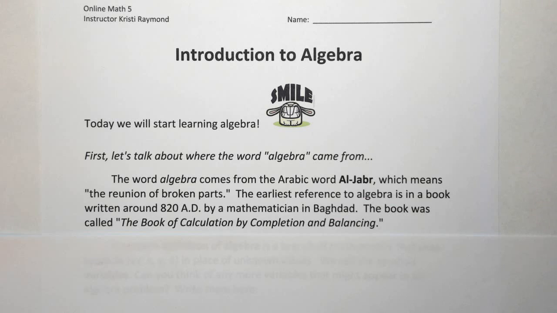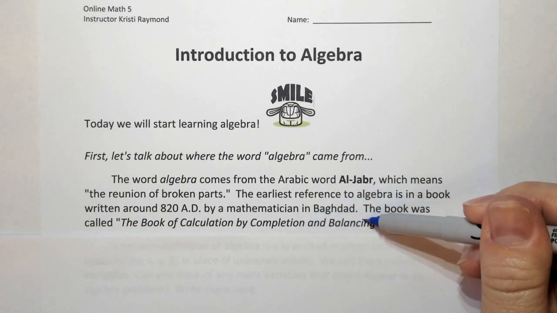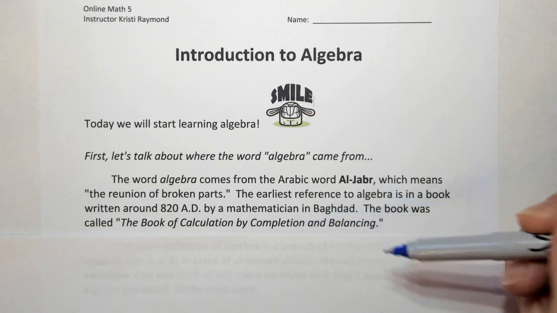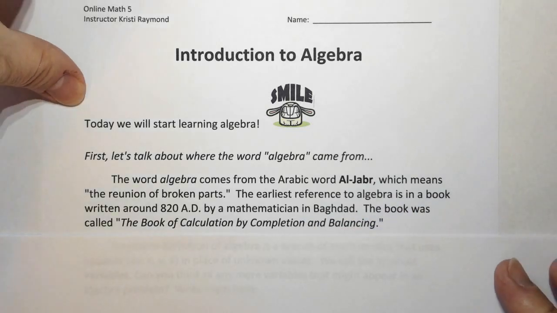The earliest reference to algebra is in a book written around 820 AD by a mathematician in Baghdad. And the book was called the Book of Calculation by Completion and Balancing. And this is going to be important as we learn these notes today.